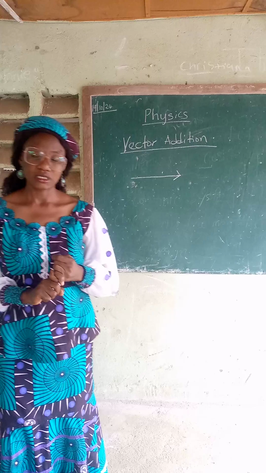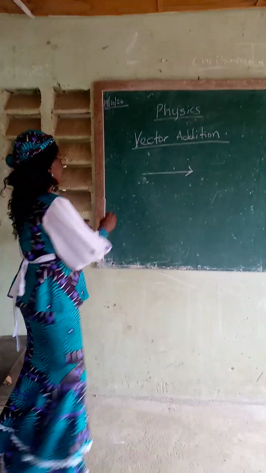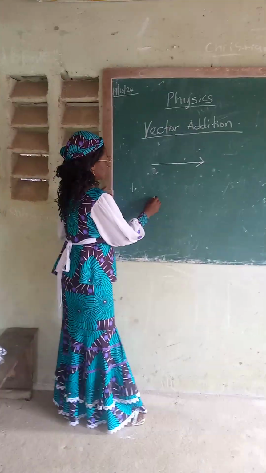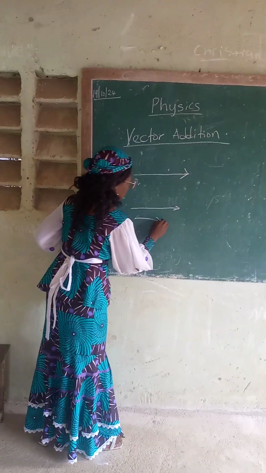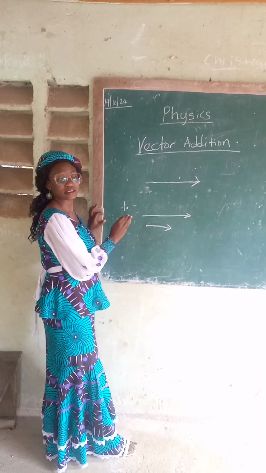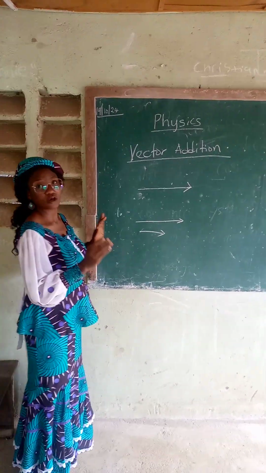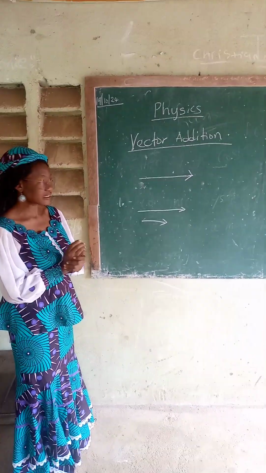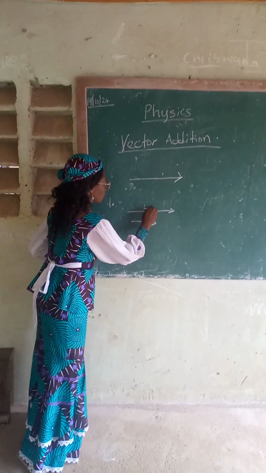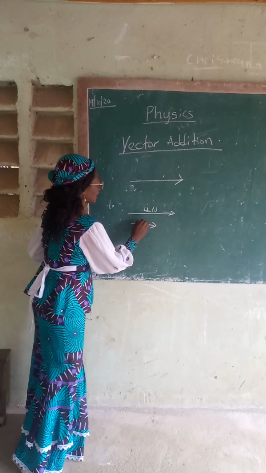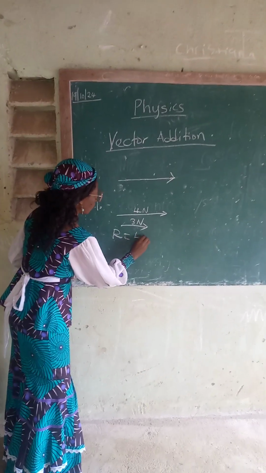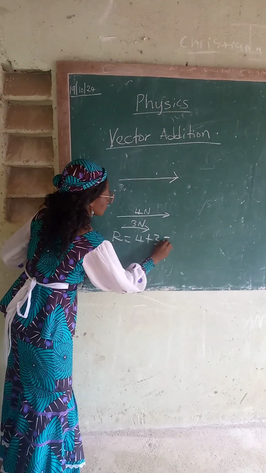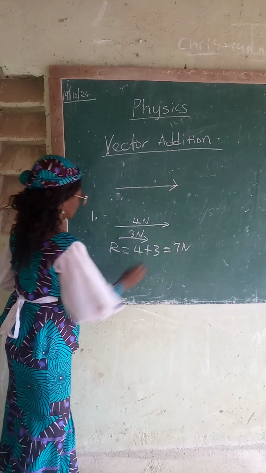Rule 1: if the vectors are acting in the same direction, let's say this is vector A and this is vector B, we do the algebraic sum. For instance, if this is 4 Newton and this is 3 Newton, the resultant will be 4 plus 3, which is equal to 7 Newton.